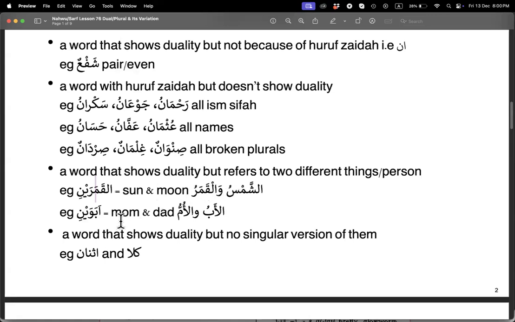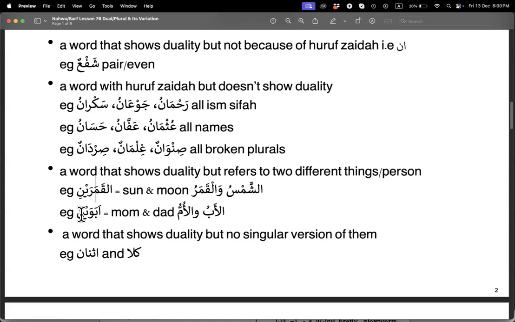Same thing for Abawaini. This is from what word? Abu. Yes, exactly. Abun. So the two abun, Abawaini. So this one again, it's obviously not two dads. It's one mom and one dad, al Abu and al Ummu. So these words, even though you see clearly ani aini, they are not actually duals.